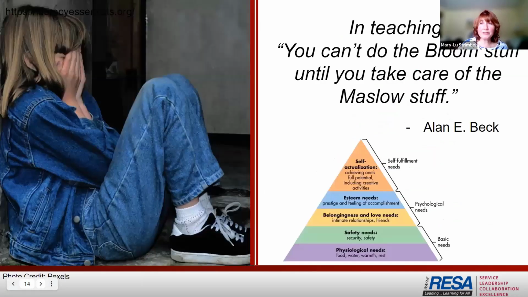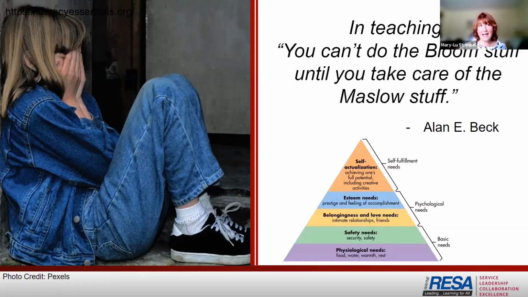We work with some brilliant colleagues at Wayne Risa that talk about the emotional safety of our students. And I lifted this slide from one of our colleagues, Cindy Cook, and she had this slide and I thought it was so powerful. And this quote that in teaching, you can't do the Bloom stuff until you take care of the Maslow stuff. And that this is so true in the last 18 months and I'm sure you've probably already heard this quote, but I wanted to raise it again.